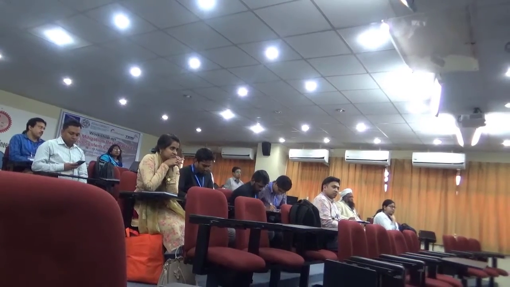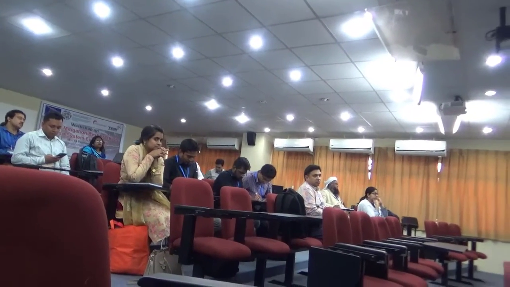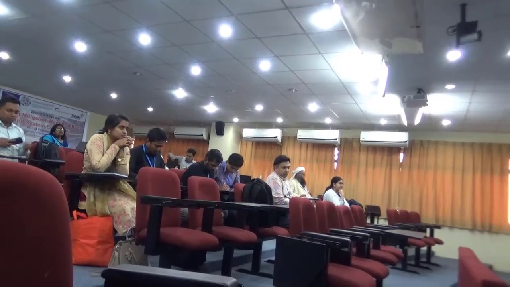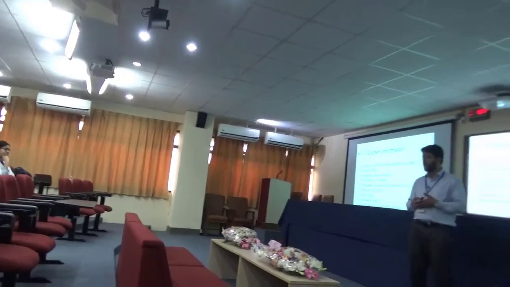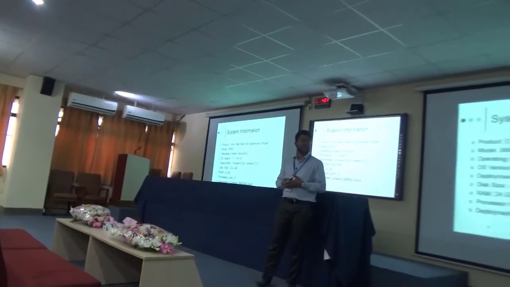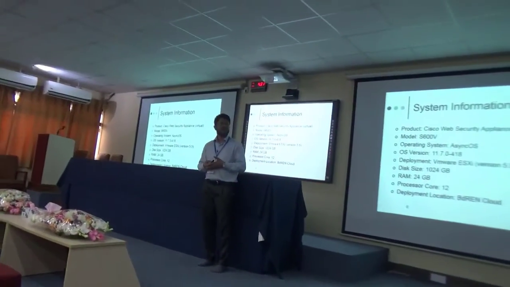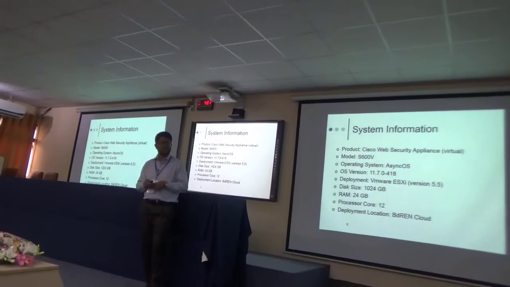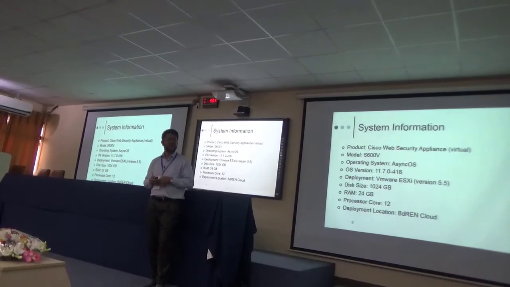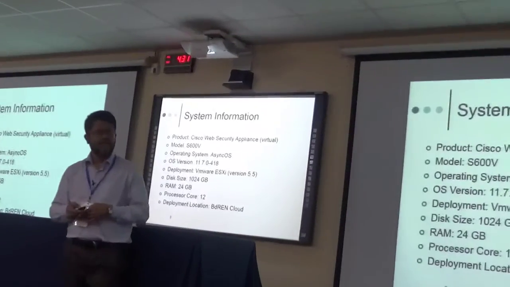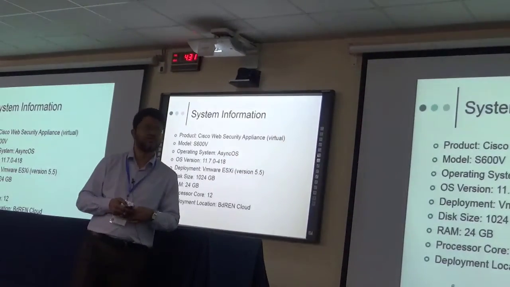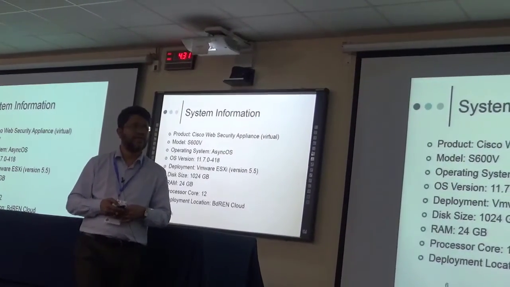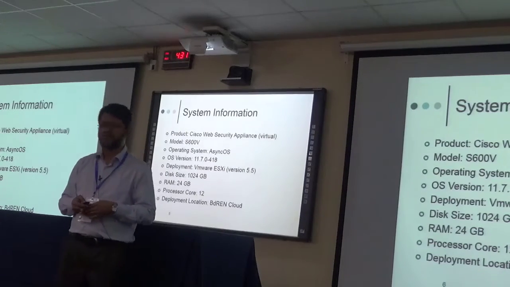The model we used was S600B. It uses AsyncOS as the operating system. It was deployed in a VMware ESXi. For the OS, the disk size we used was 1000 GB, RAM was 24 GB, and there were 12 cores in the processor, and it was deployed in the BD2 cloud.